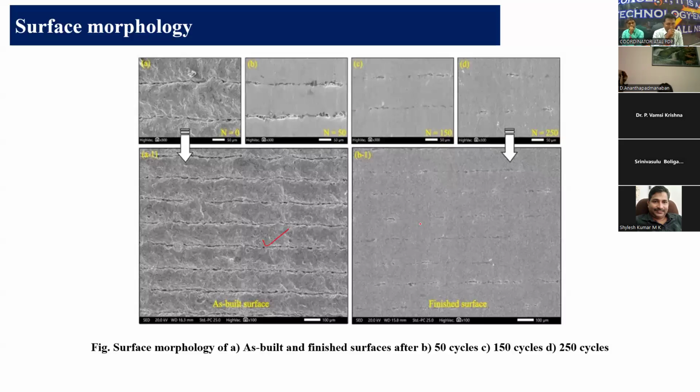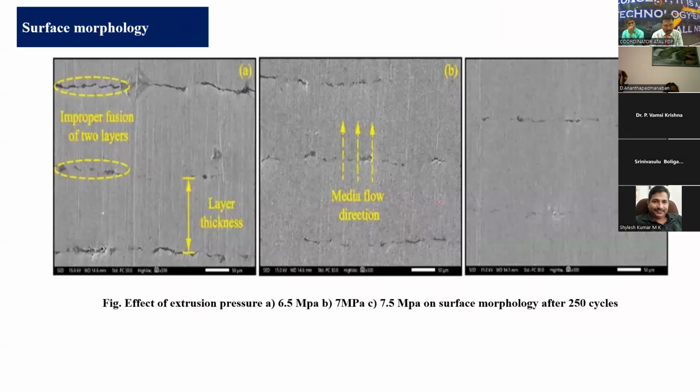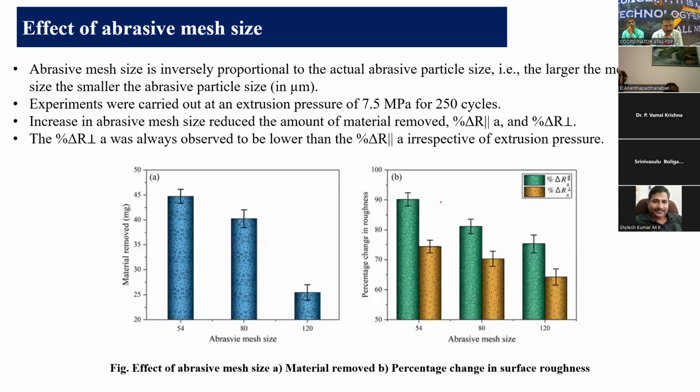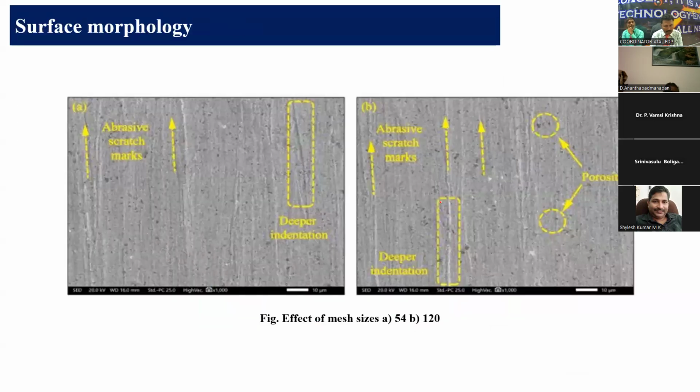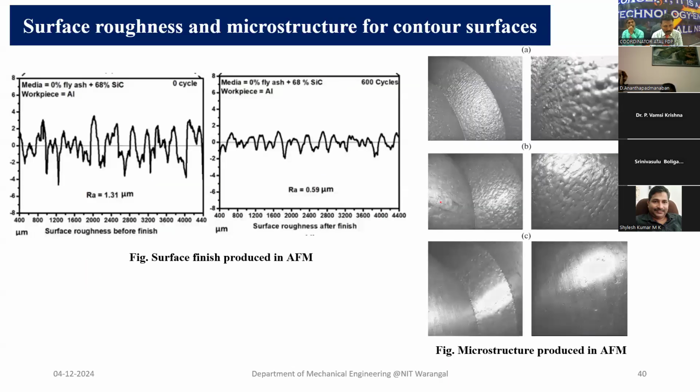This is the as-built component, and this is the finished component in the AFM process. This is not from my experimental setup, this is just from the literature, and this is not an additive manufacturing component, just a normal component. So we can apply this process also to additively manufactured components, which is more useful for complex shapes. So we can study all these things, the surface morphology like this, and all the parameters of this process.